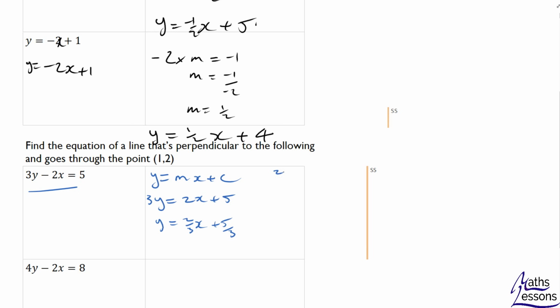So we therefore have 2/3 times our new gradient must equal minus 1. So we divide by 2/3, which is the same as multiplying by 3/2.